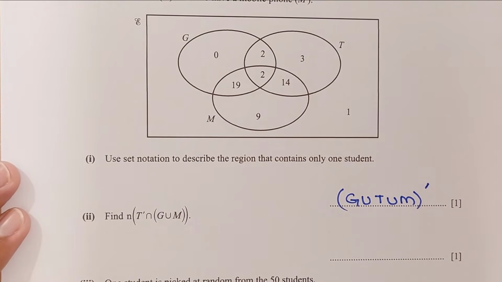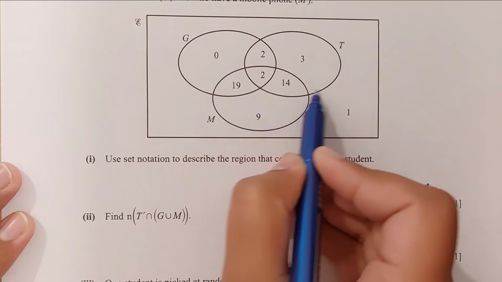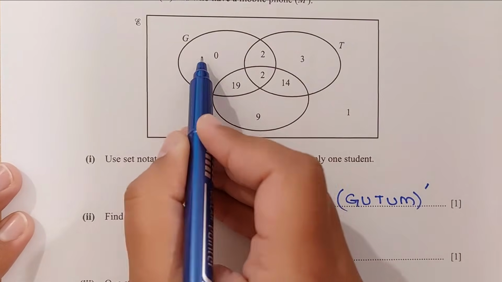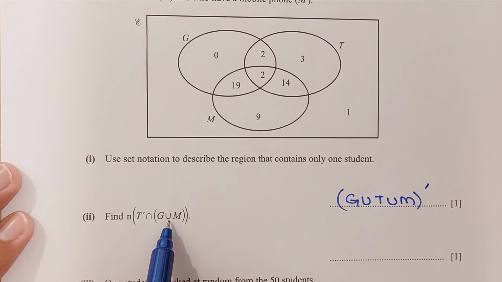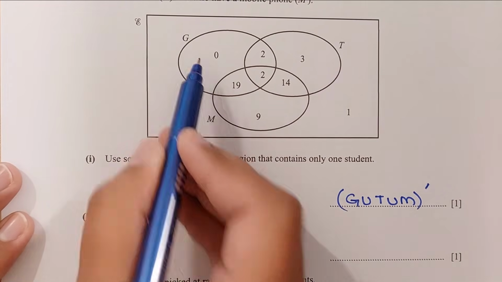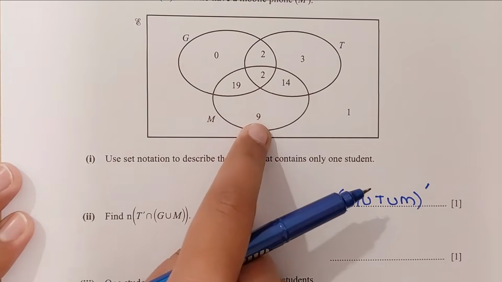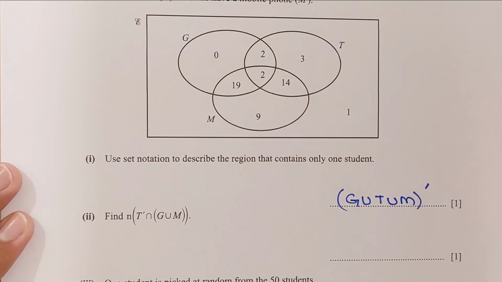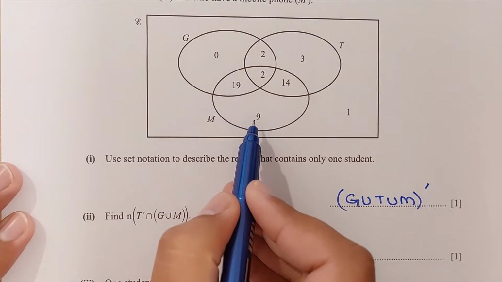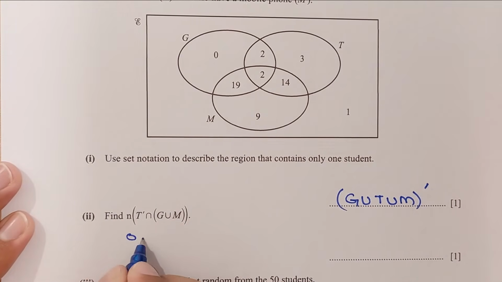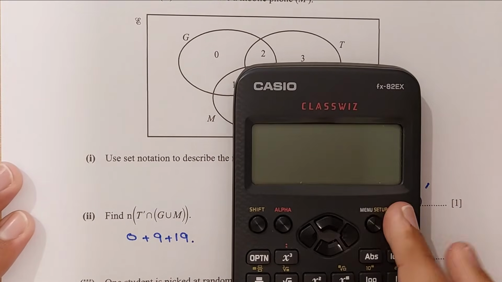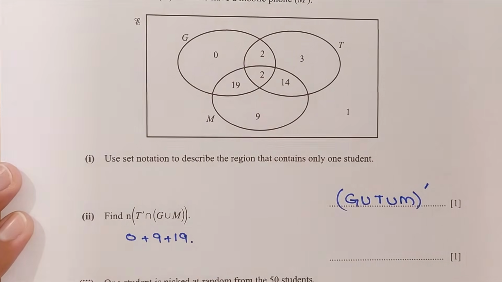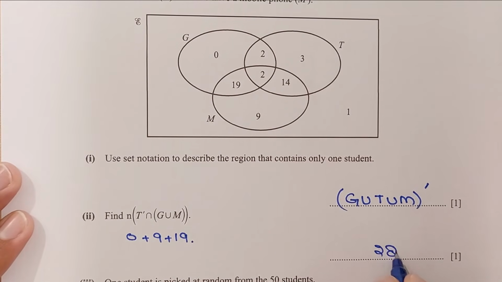Now for the second part, find the number of T complement intersection G union M. So what is T complement? The region that is outside of T. T complement, that is 0, 19, 9 and 1, right? And its intersection with G union M, so the intersection of G and M, the union. That is 0, 9 and 19. So just find the number 0 plus 9 plus 19. 9 plus 19 is 28. So the number is 28.